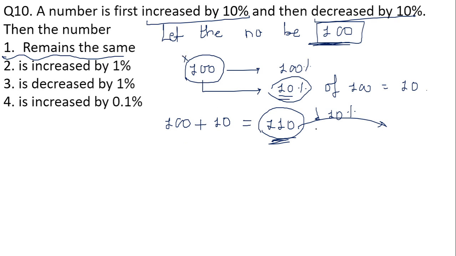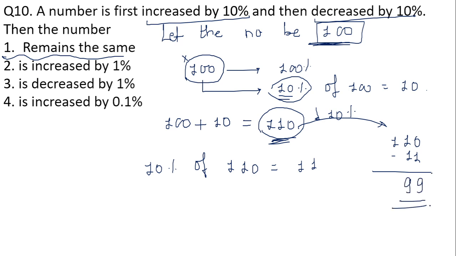So here, if I am decreasing 110 by 10%, what is 10% of 110? 10% of 110 is 11. So if I decrease 110 by 11, you are getting 99 as your answer. The original number was 100, now we are getting 99, so the given number has been decreased by 1%, which is your answer. I hope you have got the question.